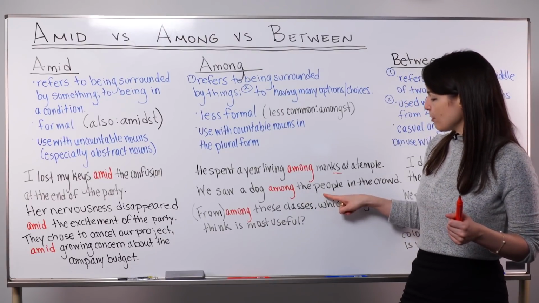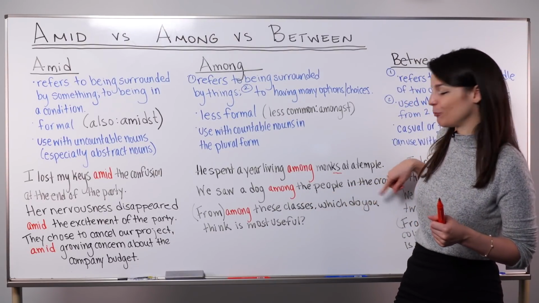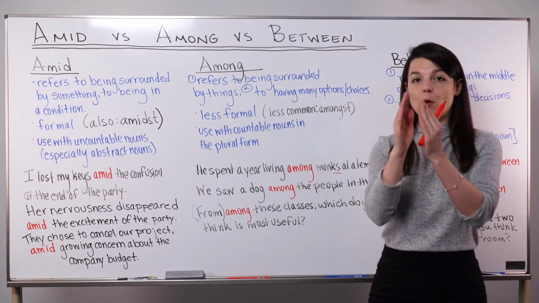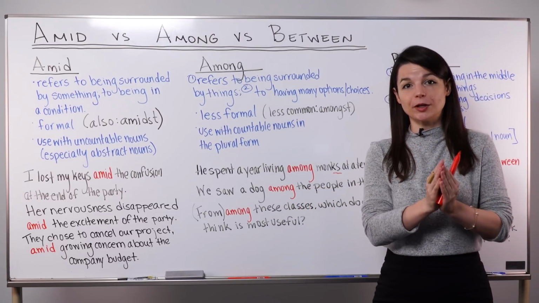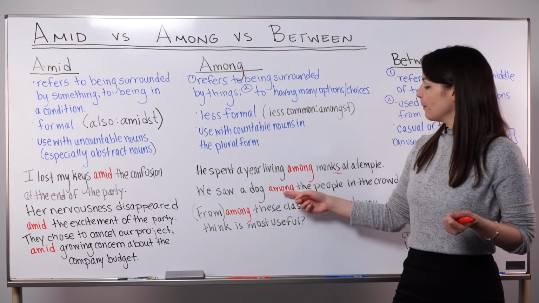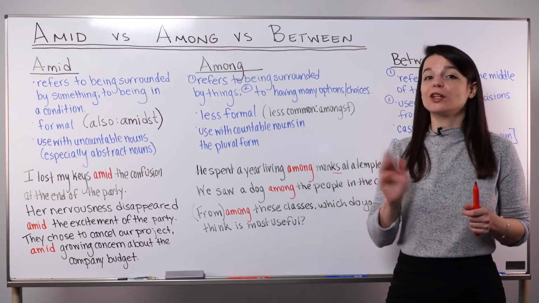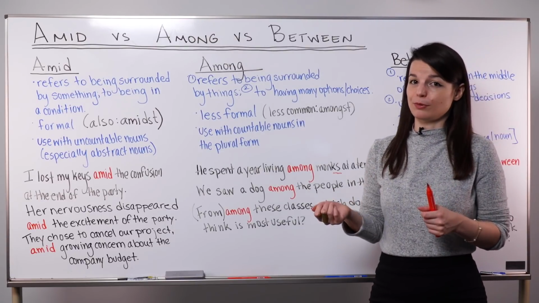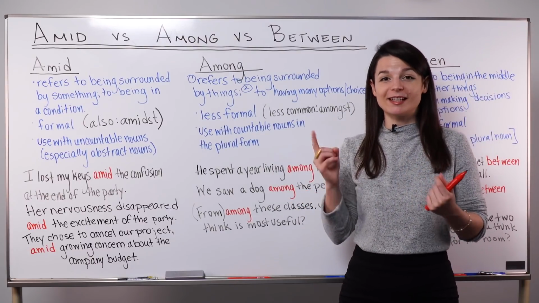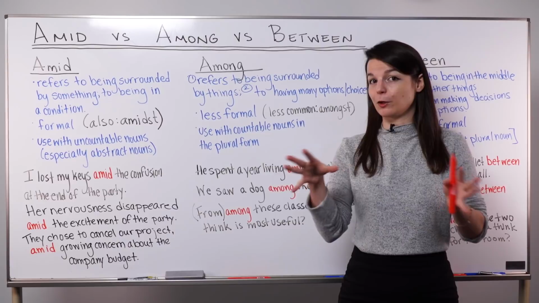Here we have the people. In this case, it's a crowd of people. So we know that there are many people, and the dog is one object or one creature that's inside this group. So a dog among people. Again, we would not use amid here, amid the people. It sounds better to use among because we want to emphasize the individuals there in the group.